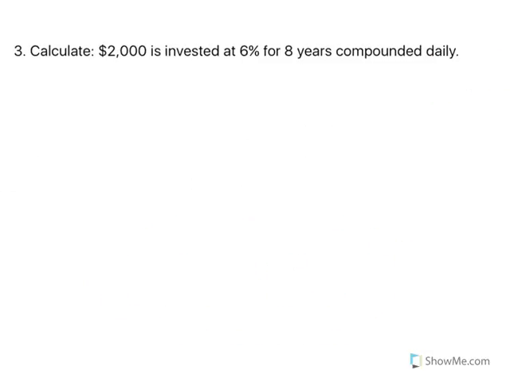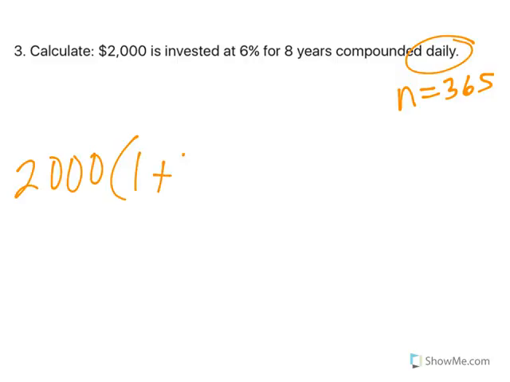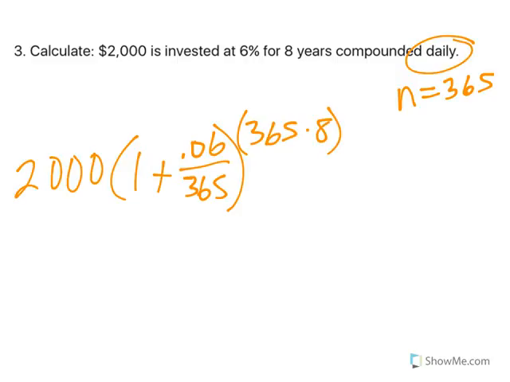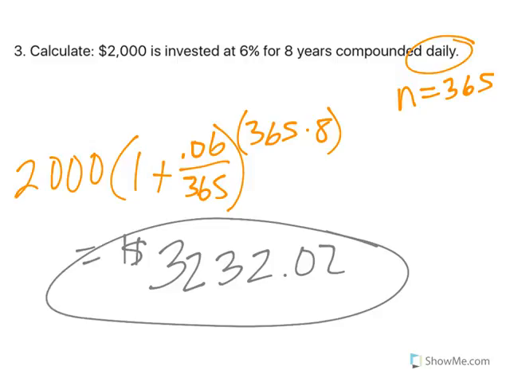Number 3. Now let's go daily. So now n equals 365. So 2,000 times 1 plus 0.06 divided by 365 raised to the 365 times 8 power. And when you do all of that and plug it in, you should get $3,232.02. So again, a little bit more.